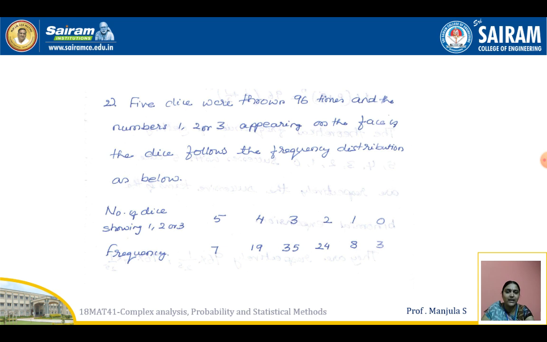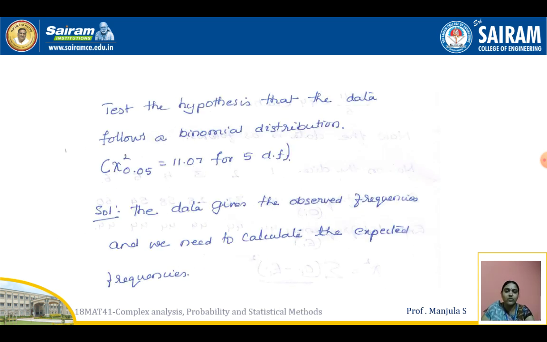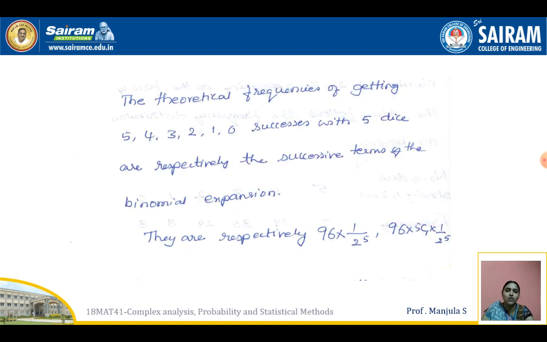Like the data they gave in the question here. For this data, we have to test the hypothesis that the data follows a binomial distribution or not. Here they already gave the standard chi-square value for degrees of freedom 5, which is 11.07. The data given is the observed frequency. Now we have to find out the expected frequency.